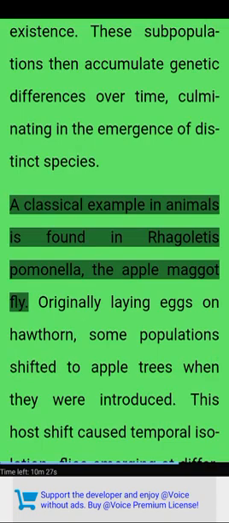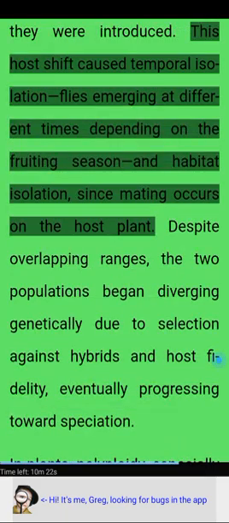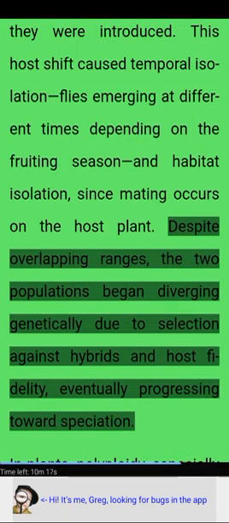A classical example in animals is found in Rhagoletis pomonella, the apple maggot fly. Originally laying eggs on hawthorn, some populations shifted to apple trees when they were introduced. This host shift caused temporal isolation, flies emerging at different times depending on the fruiting season, and habitat isolation, since mating occurs on the host plant. Despite overlapping ranges, the two populations began diverging genetically due to selection against hybrids and host fidelity, eventually progressing towards speciation.